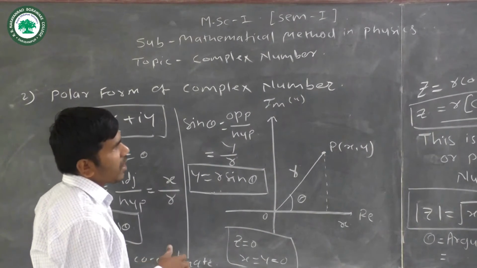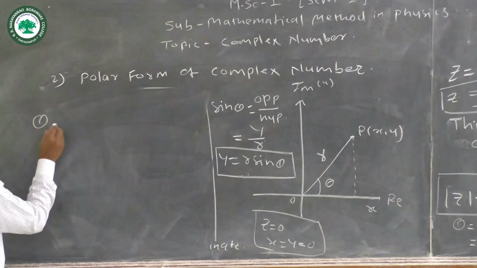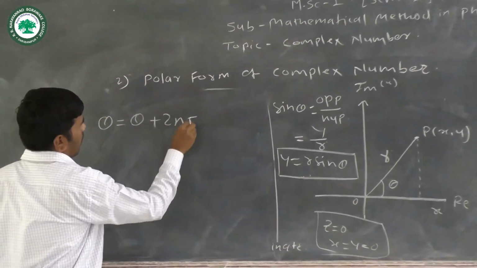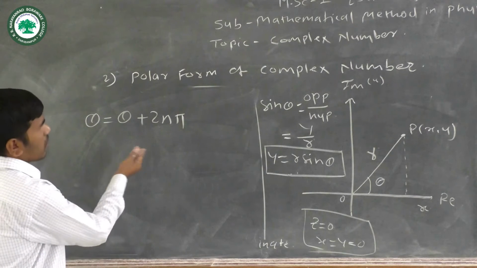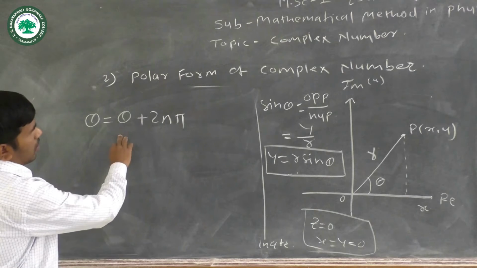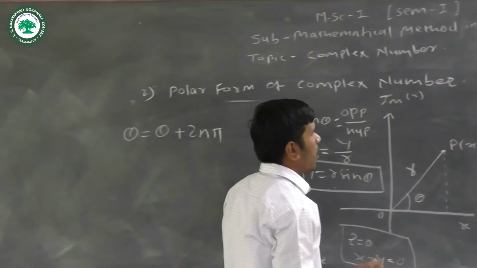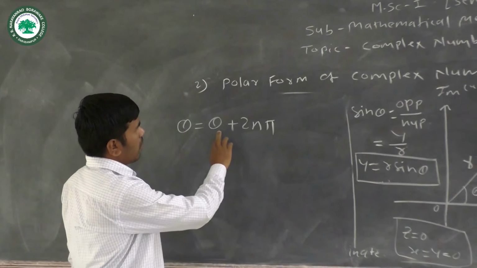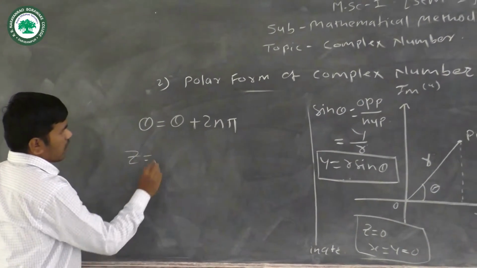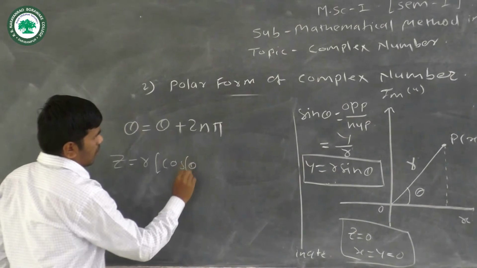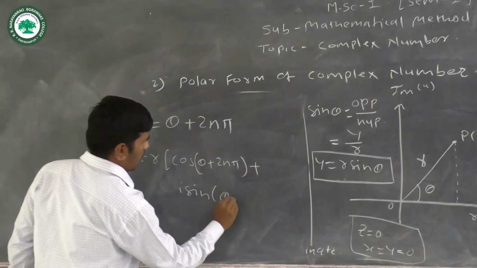And another thing is that this theta, or argument, can change to theta plus 2n pi. If we change this theta with 2n pi, then the value of this complex number remains unchanged. If we put theta plus 2n pi, the complex number z is equal to r into cos of theta plus 2n pi plus i sin of theta plus 2n pi.